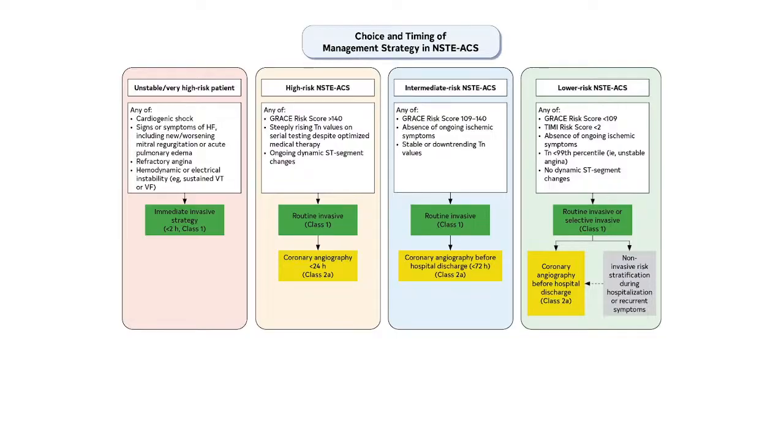Intermediate risk will be a GRACE score of 109 to 140. Such patients will also get a routine invasive strategy, and in all the low risk patients, we will be doing a selective invasive strategy based on stress testing and other things, and also other risk stratification.